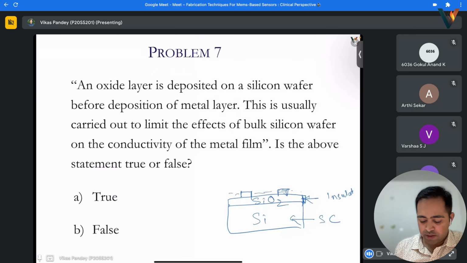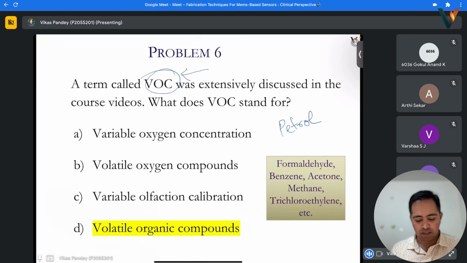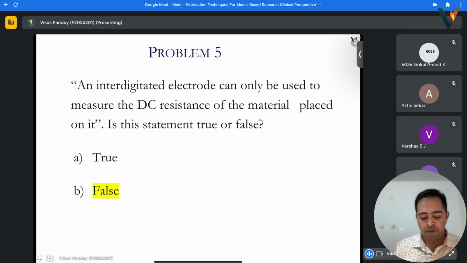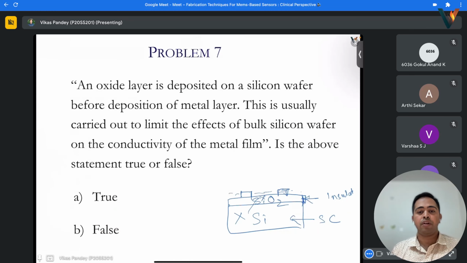We are saying that this silicon does not take part in the conduction, like we discussed here, no? The conduction is to be through the analyte, through the sample. So is it true that we are doing it to remove the effect of silicon? Is it true or false?